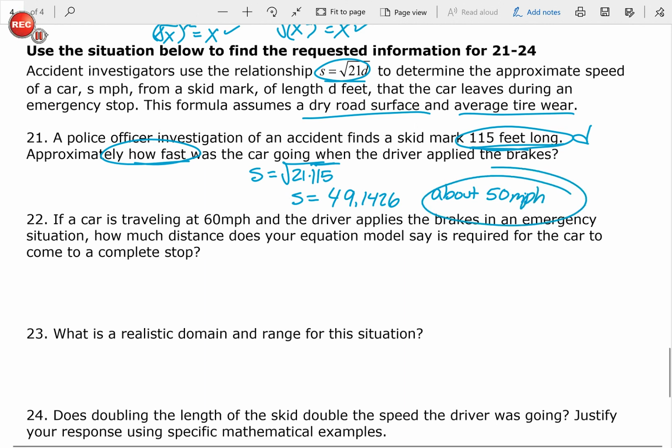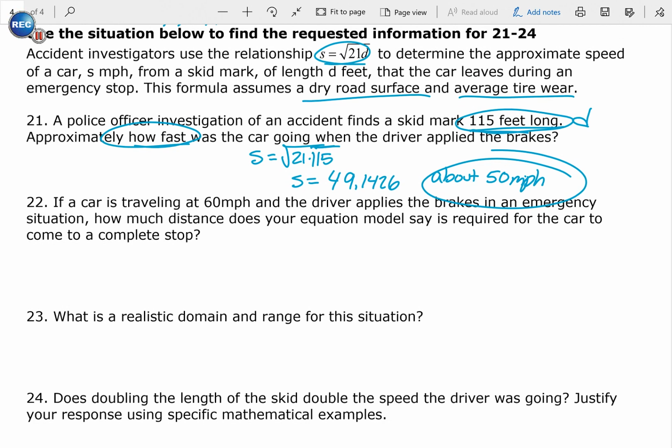Okay, so let's go ahead and take a look at number 22. If a car is traveling at 60 miles an hour and the driver applies brakes in an emergency situation, how much distance does your equation model say is required for the car to come to a complete stop?